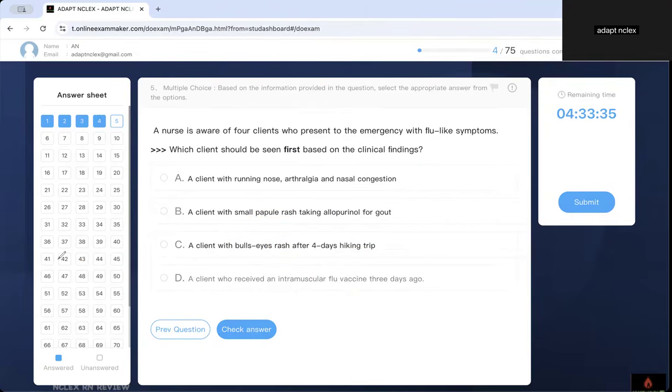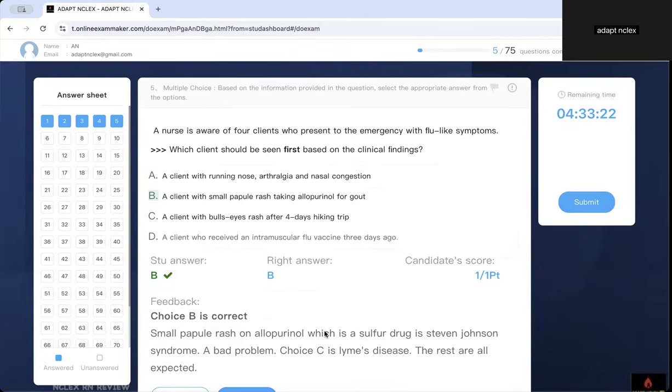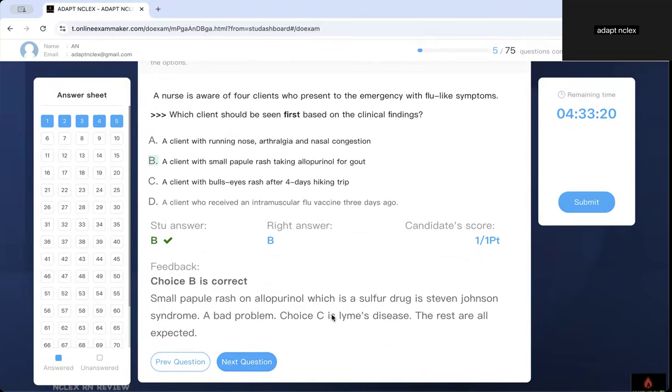Who am I going to see? Be sharp, not expected. This is sepsis. Bad sepsis, bad sepsis, bad sepsis. You better pick it. Otherwise, NCLEX is going to punish you. This is what you need to do. And that's the explanation. Small purple rash with allopurinol, which is a sulfur drug, is Stevens-Johnson syndrome.